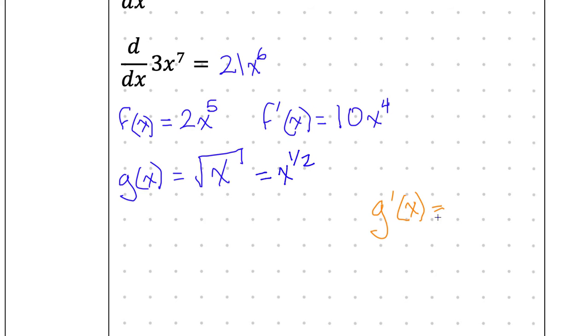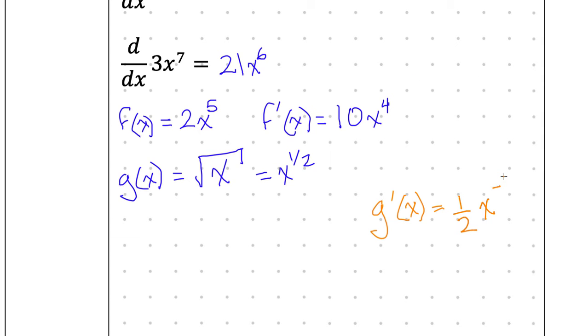So what, therefore, is the derivative? Well, first you do what? You bring it down. So it's now going to be, I brought it down, 1 half x. Okay, now what do I do? I subtract 1. What's 1 half minus 1? Negative 1 half.